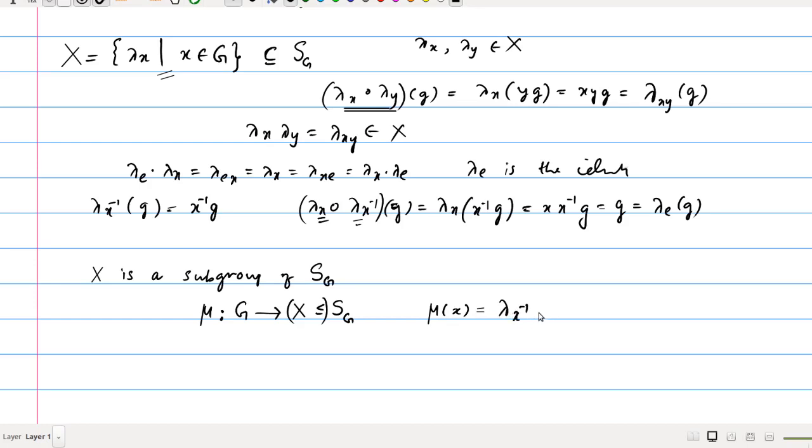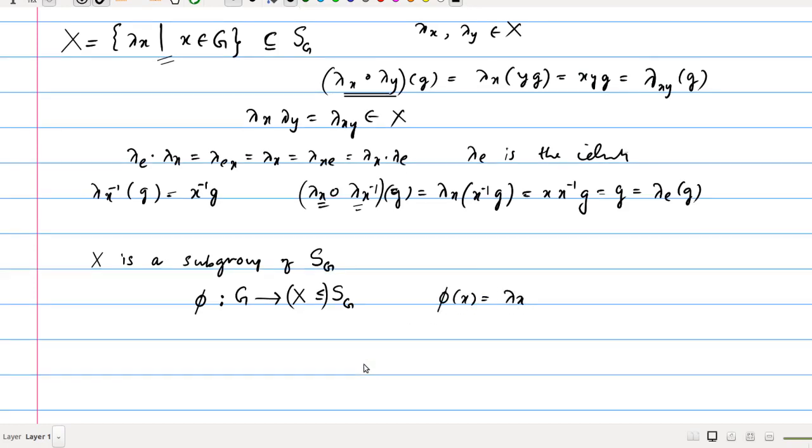So this is the function. In the textbooks, I use the same symbol from the textbook. This function is denoted by φ. So I call this φ, defined by φ(x) equal to λ_x. So this is our new function.